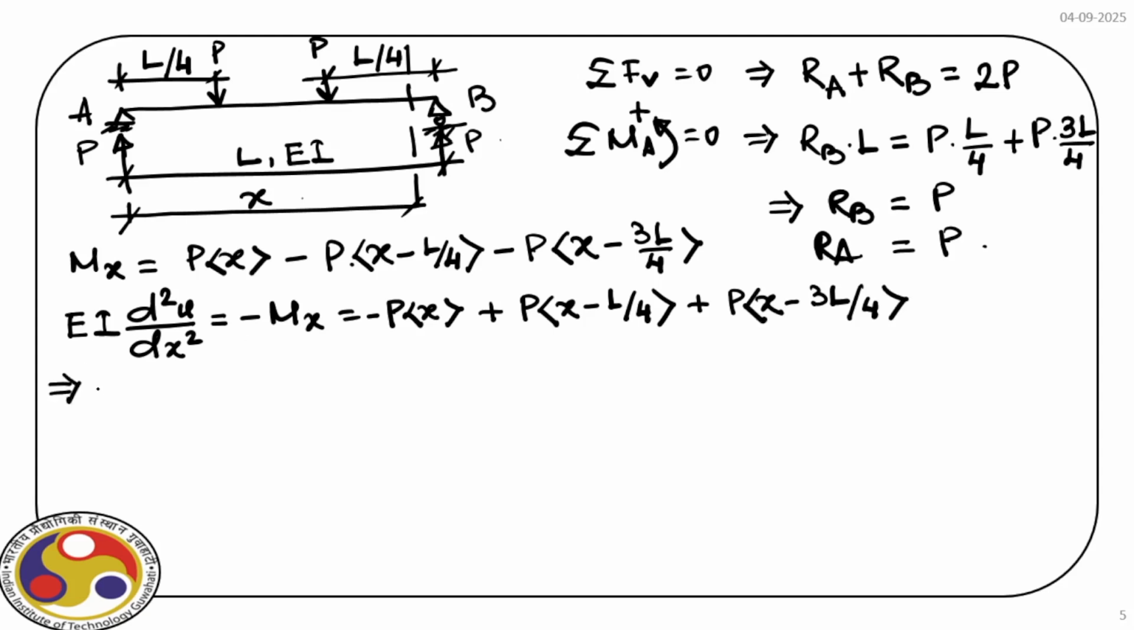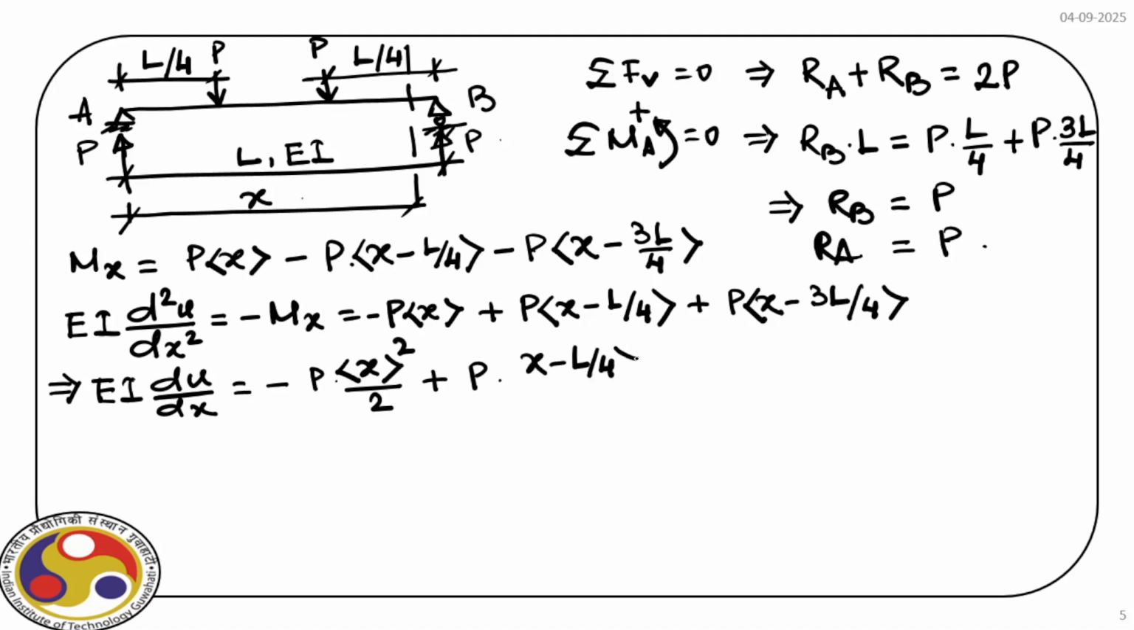So if we integrate this expression, we have EI du/dx is equal to minus P x square by 2 plus P times (x minus L by 4) whole square divided by 2 plus P times (x minus 3L by 4) whole square divided by 2 plus we'll have a constant C1.